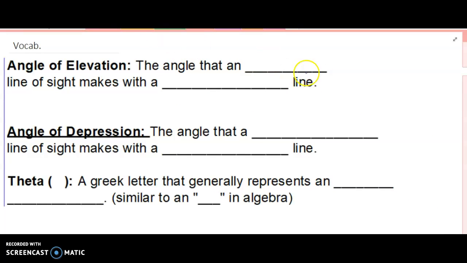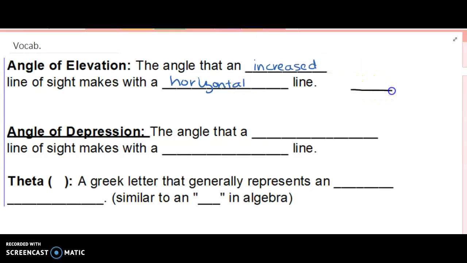All right, so we have quite a bit of vocab that we need to go over. The first one is the angle of elevation. The angle of elevation is an angle that an increased line of sight makes with a horizontal line. Now that seems like a lot, but when I draw the picture, hopefully it'll make more sense.